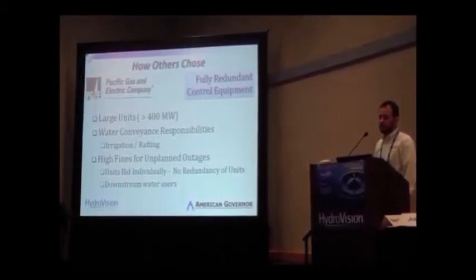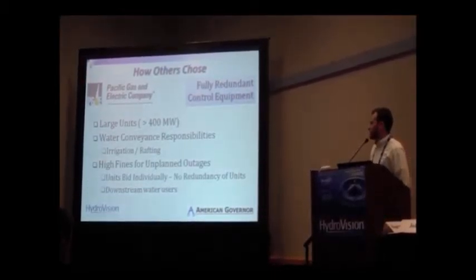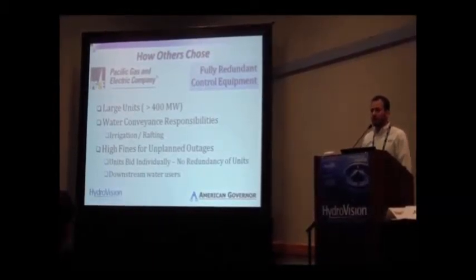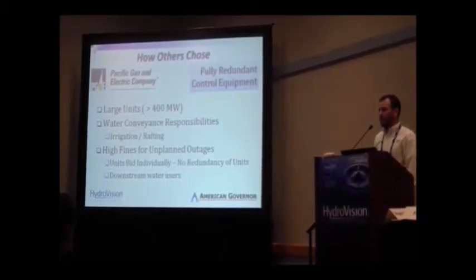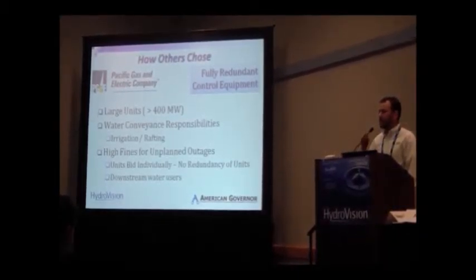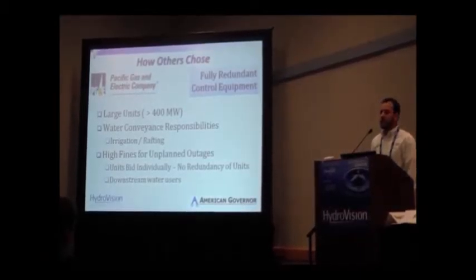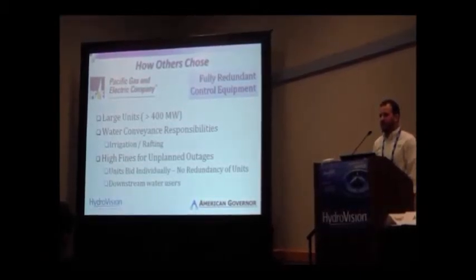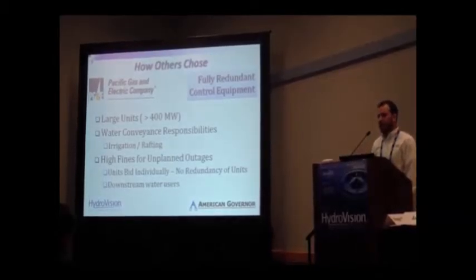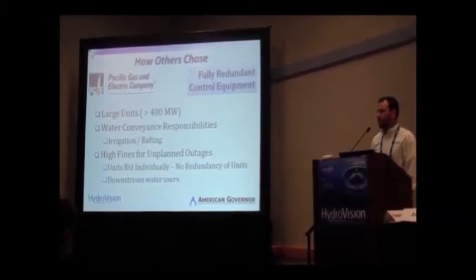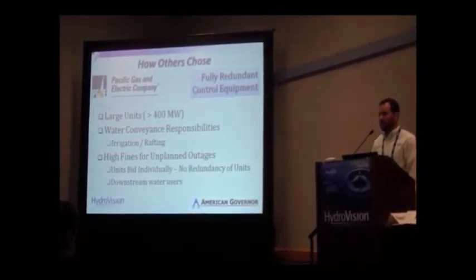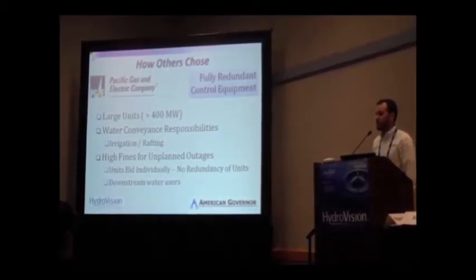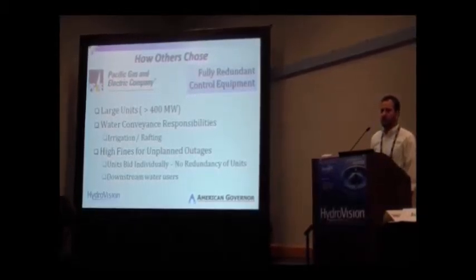Now the final situation, Pacific Gas and Electric in California, has a few large units, over 400 megawatts. They also have a lot of water conveyance responsibilities. These are the guys who serve California, the valley, irrigation, recreation. If they can prevent a single forced outage that results in a loss of flow, that might cost them $100,000, $200,000. If they can prevent a single event by going with a redundant system, it pays for itself. These are the situations where redundancy really comes into play.